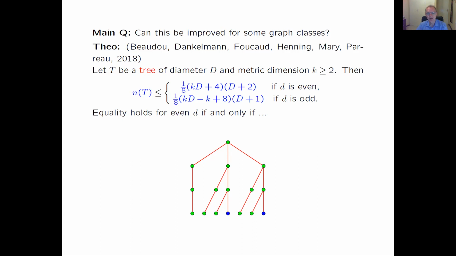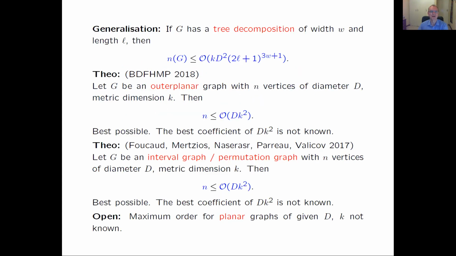It looks somewhat similar if the diameter is odd. Then you take roughly 2 copies of this tree and join them together. Very roughly. There are a few degrees of freedom that you have, but that's roughly what it is.